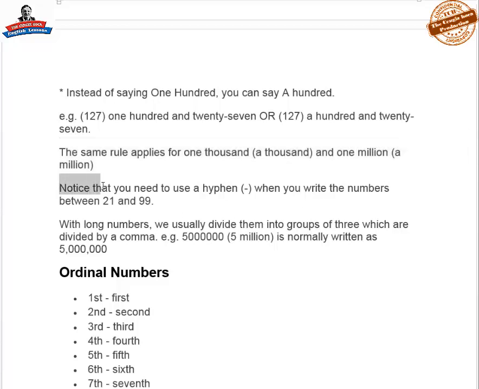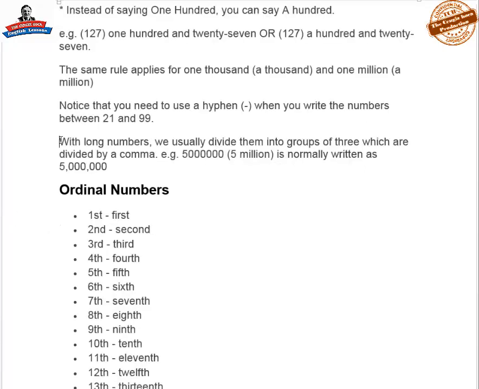Notice that you need to use a hyphen when you write the numbers between 21 and 99. With long numbers, we usually divide them into groups of 3, which are divided by a comma. For example, 5 million is normally written as 5,000,000.